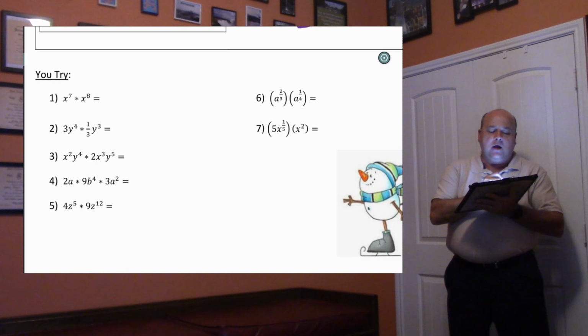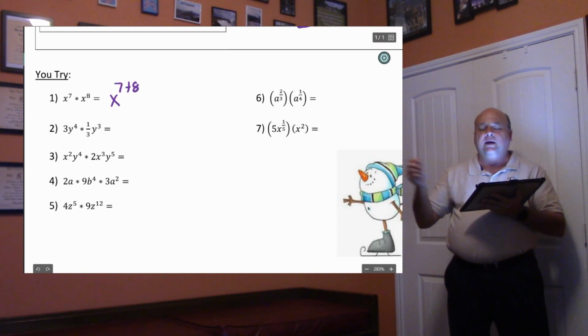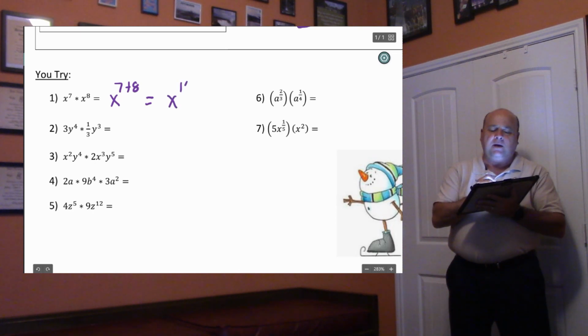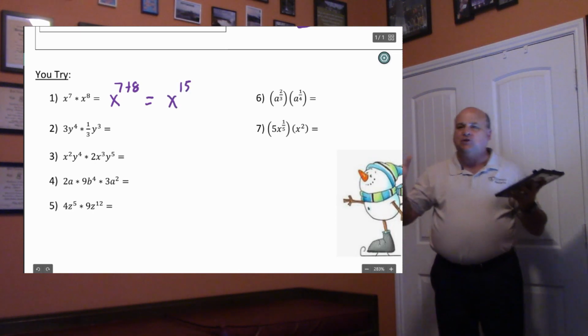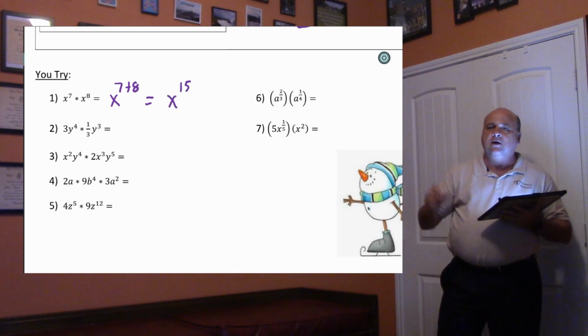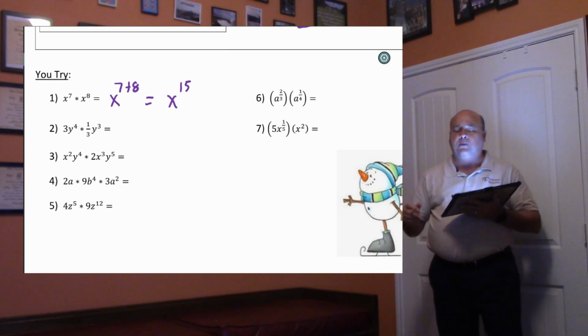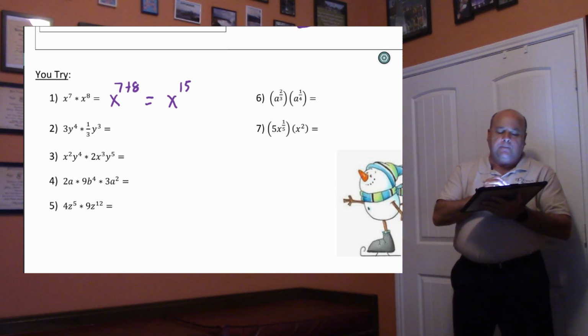On the first one, we're going to do x, and we're going to write down 7 plus 8. And what is 7 plus 8? It's going to be x to the 15. This is pretty simple arithmetic. You're not going to be adding up huge exponents, okay? Let's go to the next one.